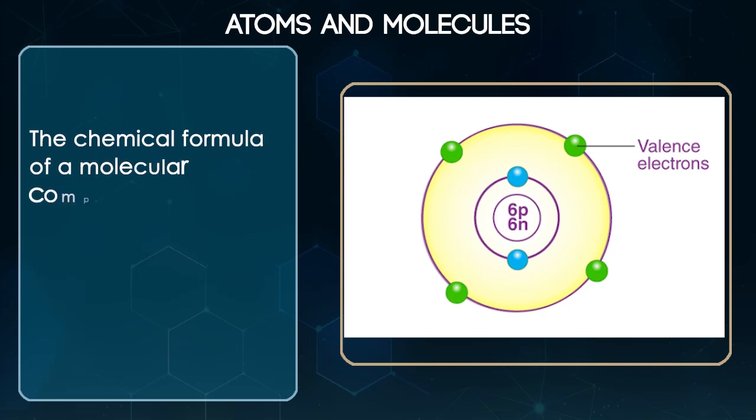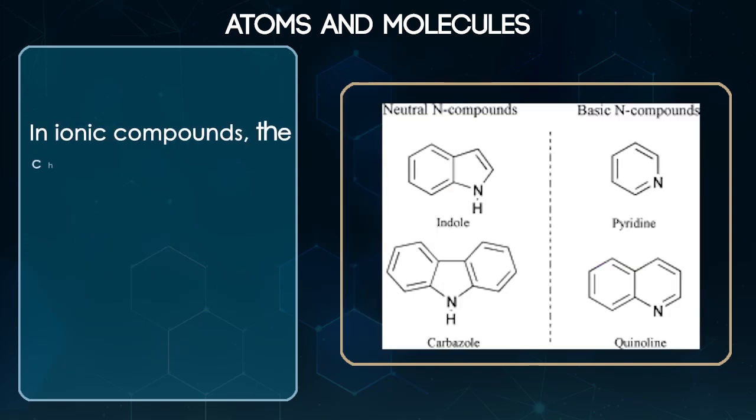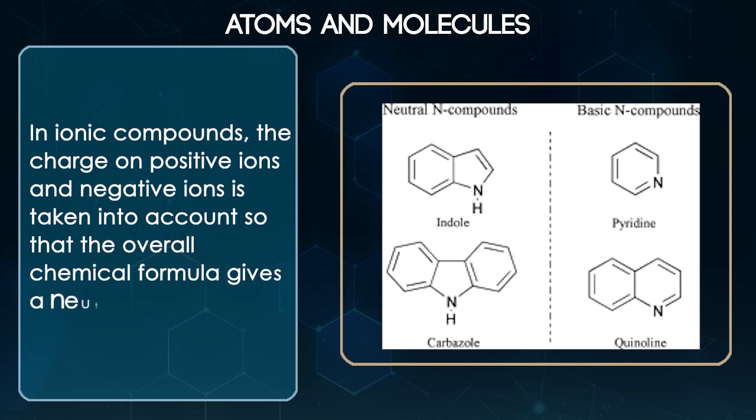The chemical formula of a molecular compound is determined by the valency of the combining elements. In ionic compounds, the charges on the positive and negative ions are taken into account so that the overall chemical formula gives a neutral compound.